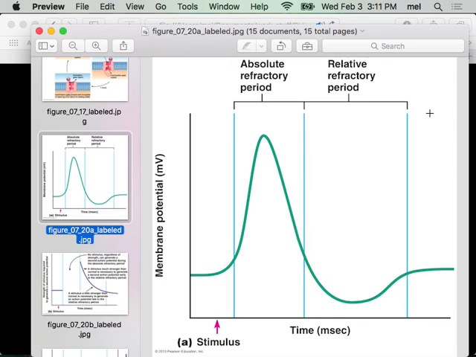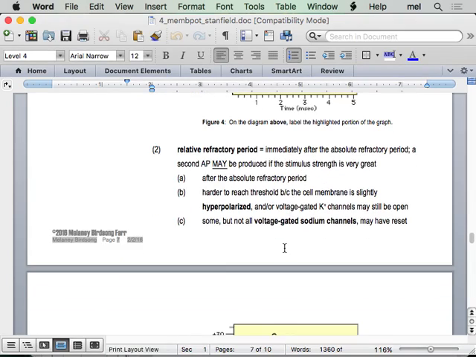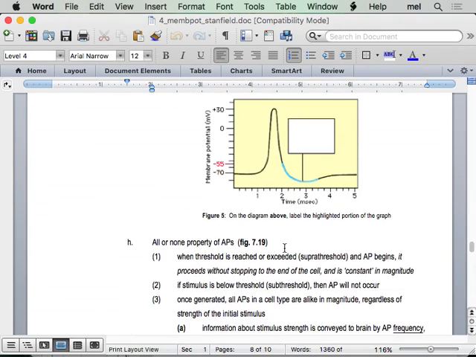So if it took 100 molecules of acetylcholine to hit threshold the first time, if you're here, it might take 250, right? So that's called the relative refractory period. And the relative refractory period has to do with the fact that either you're slightly hyperpolarized or your potassium channels are still open. Does that make sense? Okay, so absolute and relative refractory period.